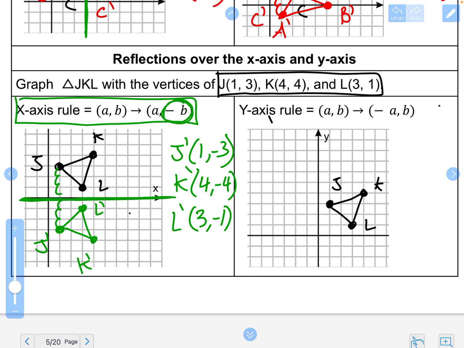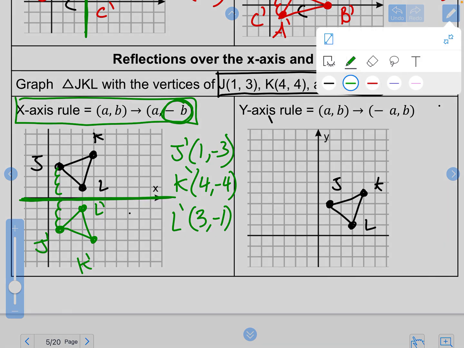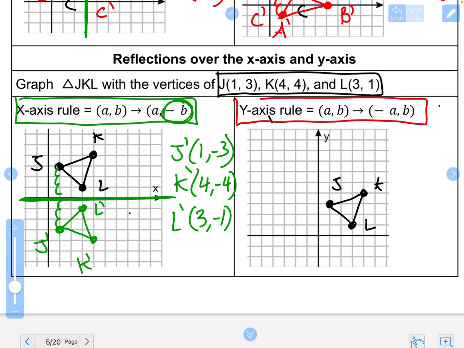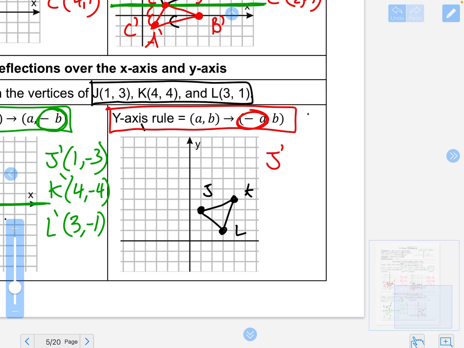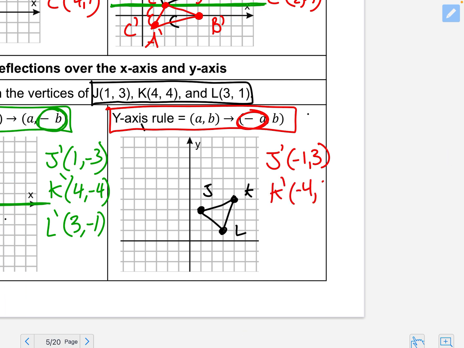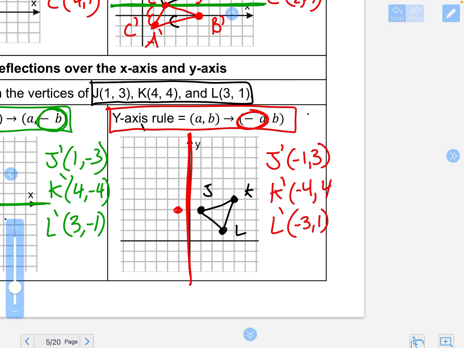For the x-axis and y-axis, we could graph them like we did the horizontal or vertical lines, or you can use the rule that we're given. Our y-axis rule is the opposite of the x-axis rule. We're simply going to make our x value negative. So J prime becomes -1, 3. K prime becomes -4, 4. And L prime becomes -3, 1. Again, we're reflecting across the y-axis. So that's J prime, K prime, and L prime.